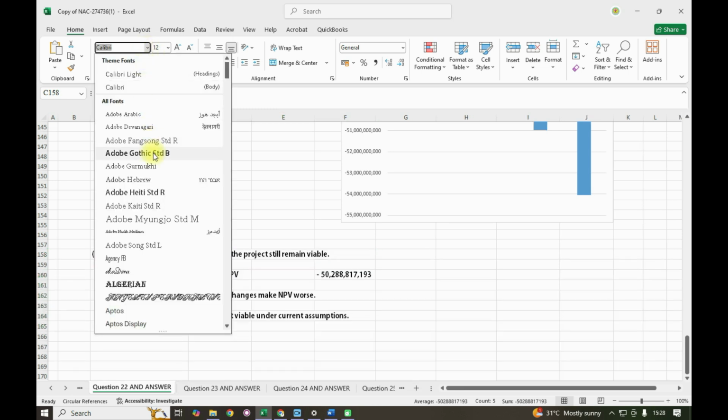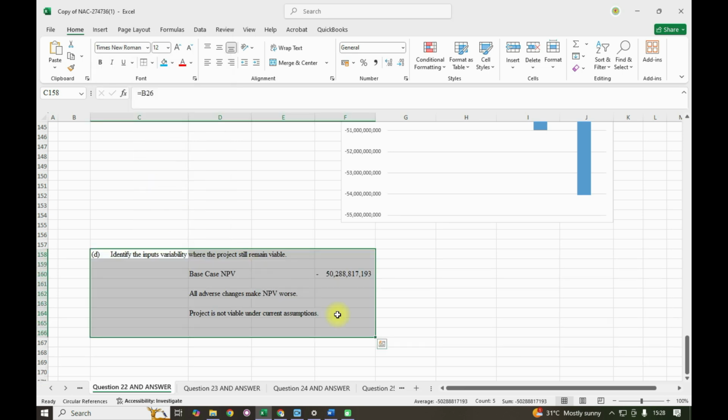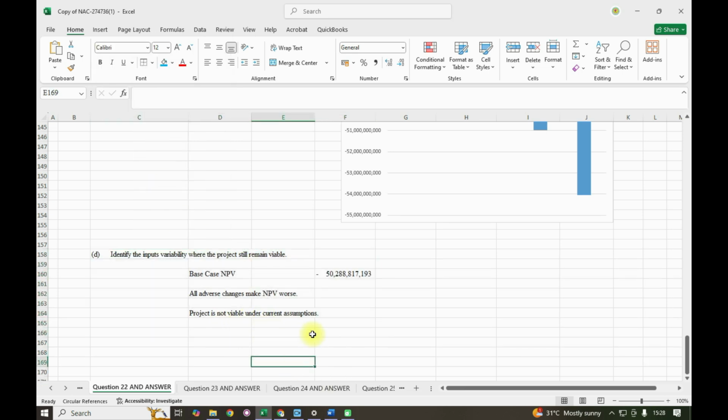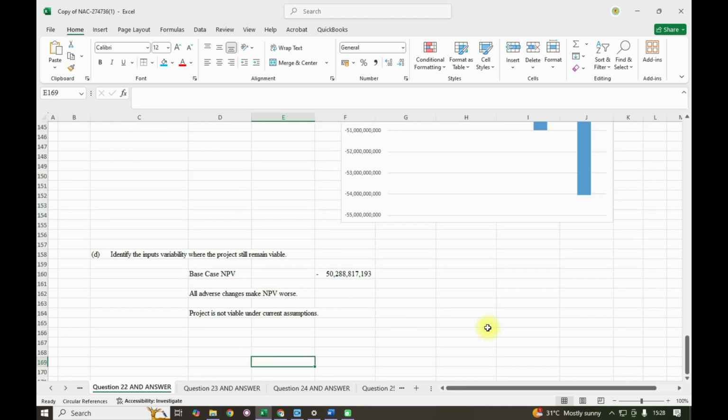So we needed at least to have a positive value, but because we don't have any positive, then the project is not viable under all the assumptions. Under the current assumption, the project is not viable. So that's how the question was supposed to be done. Yeah, so it had a lot of workings, especially for the sensitivity analysis.